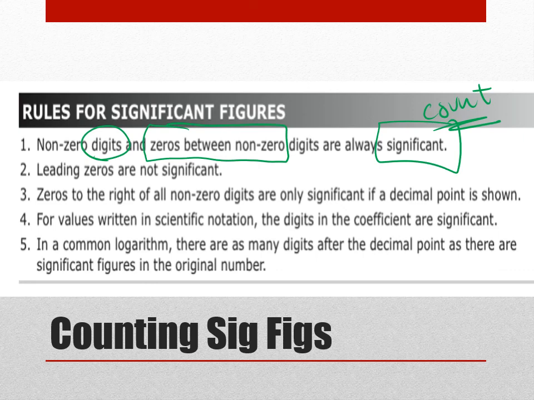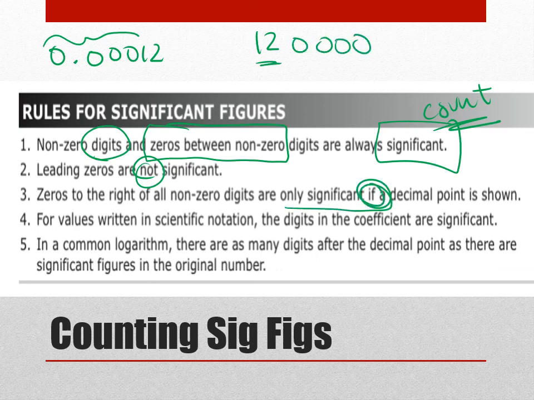Leading zeros are not significant. Leading zeros are the ones that are just like placeholders. So all of these guys, they're just placeholders. They're leading zeros. They are not significant. Zeros to the right of non-zero digits. So I've got my non-zero digits. I have zeros to the right. They're only significant if there's a decimal place. So if I take that decimal place away, those zeros don't count. But if I put that decimal place back, those zeros do count. So zeros to the right of non-zero digits are significant if there's a decimal.